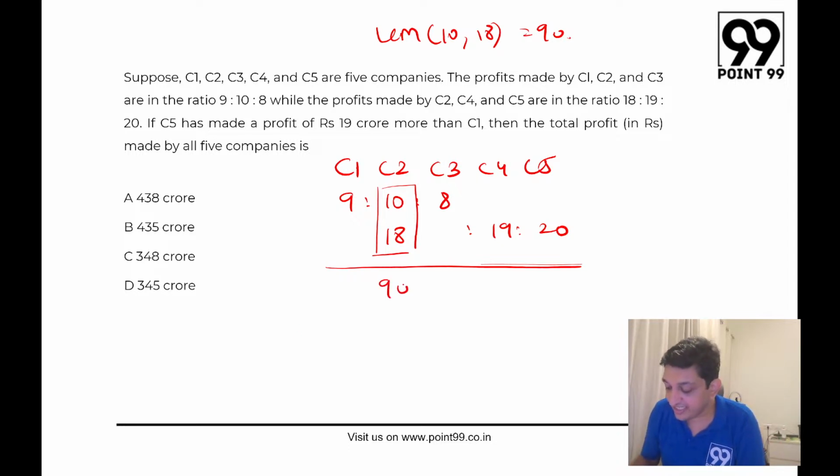So I bring this to 90. Now if I have brought this 10 to 90, it basically means that I'll have to multiply all three of them by the same number to keep the ratio constant.